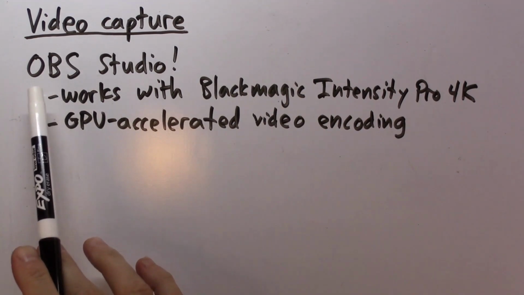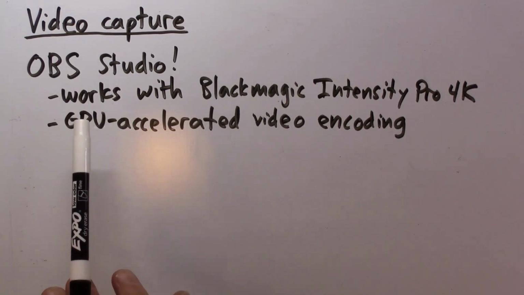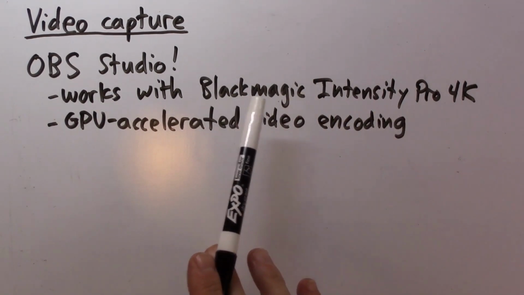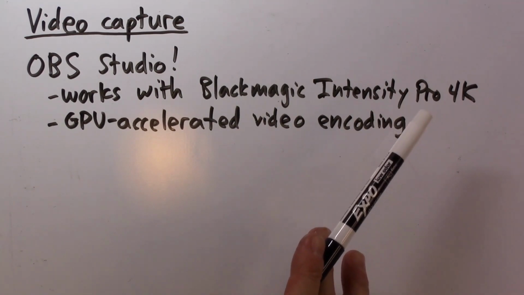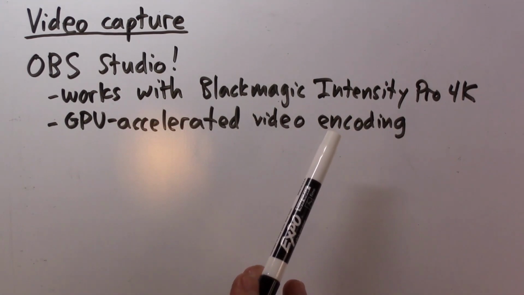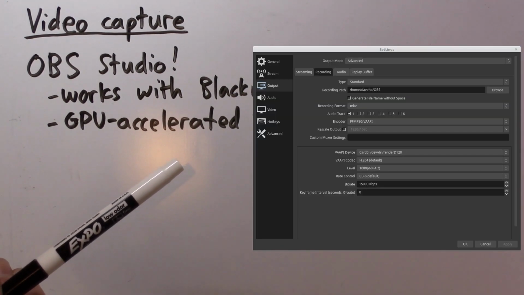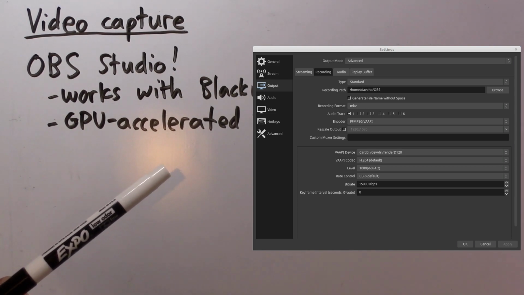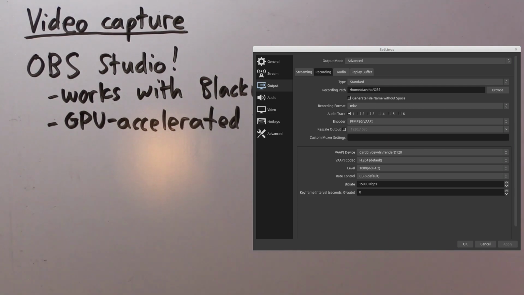For video capture, I use OBS Studio. It works really, really well. It has built-in support for the Blackmagic Intensity Pro 4K, which is the HDMI capture card. Recent versions support GPU-accelerated video encoding. I will pop up my record settings just in case anybody finds them useful. But for me, this does do good quality hardware-accelerated encoding of video captures.